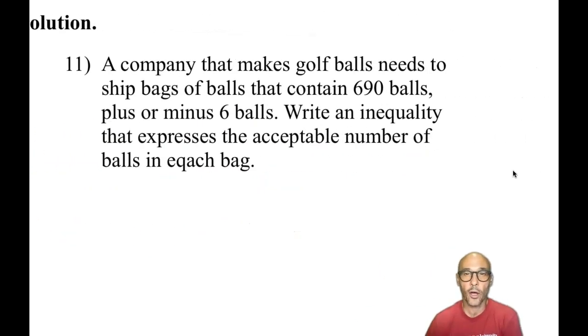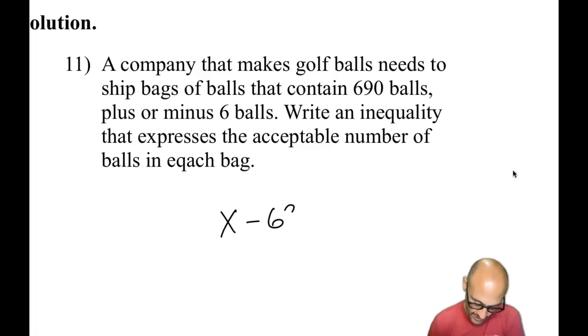A company that makes golf balls needs to ship bags of balls that contain 690 balls plus or minus 6 balls. Write an inequality that expresses the acceptable number of balls in each bag. And that should say each, but it doesn't. Oh well. All right, so the number of balls in each bag, let's call that x. Now when we subtract 690 from it, so it can be greater, the difference between them can't be more than 6.